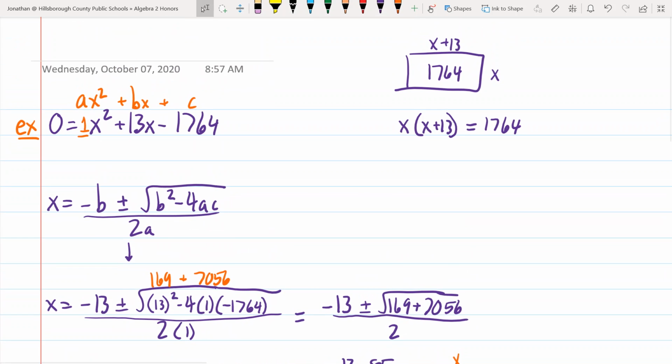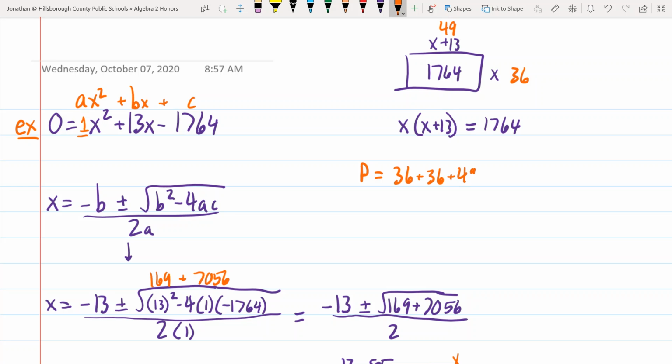So let's see here. It's asking for perimeter, which means we have 36, and then 36 plus 13, which is 49. So the perimeter is just 36 plus 36 plus 49 plus 49.